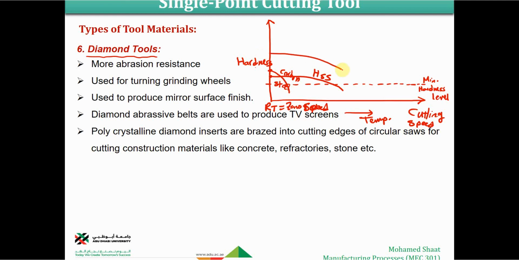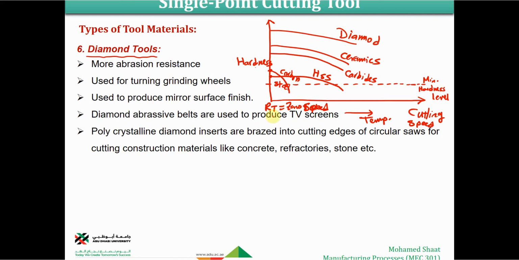As you can see, the cemented carbides and the ceramics are tools with very high hardness, and they barely lose their hardness, which means that they can be used for very high temperature levels and very high cutting speeds. And the thing that should be located on the top is definitely the diamond.